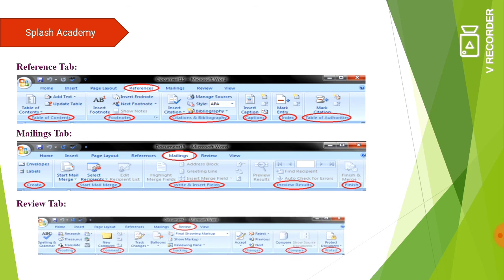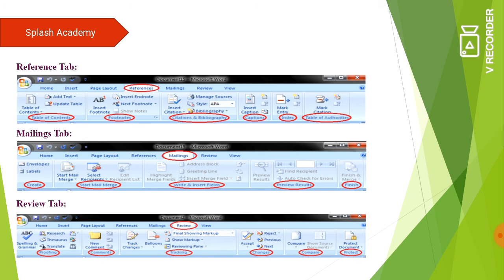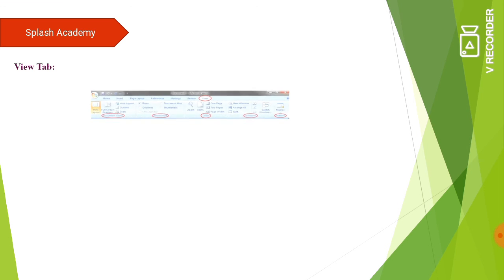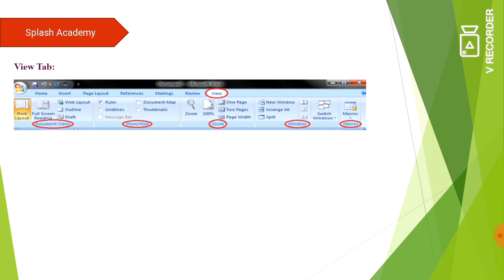Review tab. Proofing, comments, tracking, changes, compare, protect. View tab. Look at the view tab and its groups. Under this view tab: document views, show or hide, zoom, window and macros.